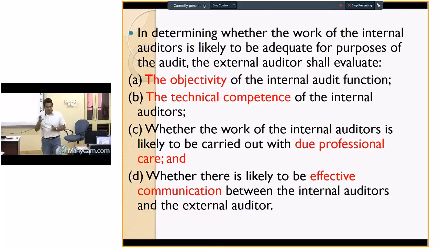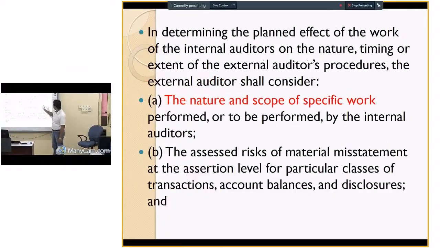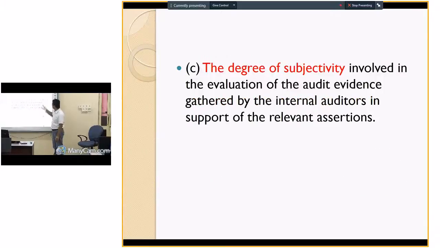The risk will be getting somewhat lower if the company has an internal audit function and it's going well. Apart from that, we have discussed the nature and scope of specific work, and you have to keep touching on the degree of subjectivity. To what extent are internal auditors subjective?